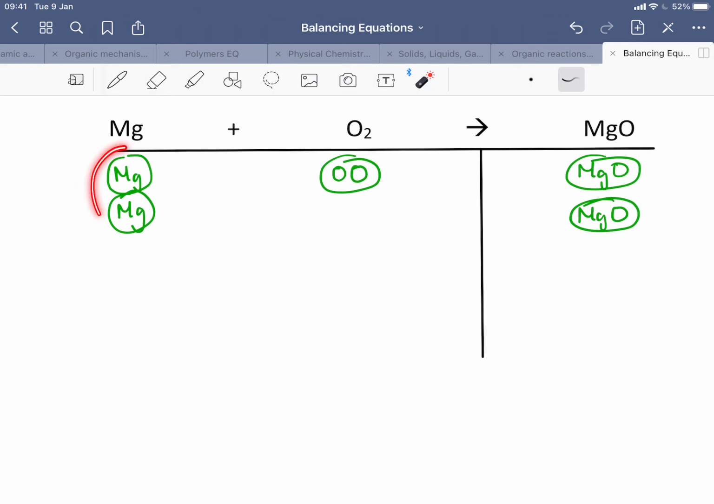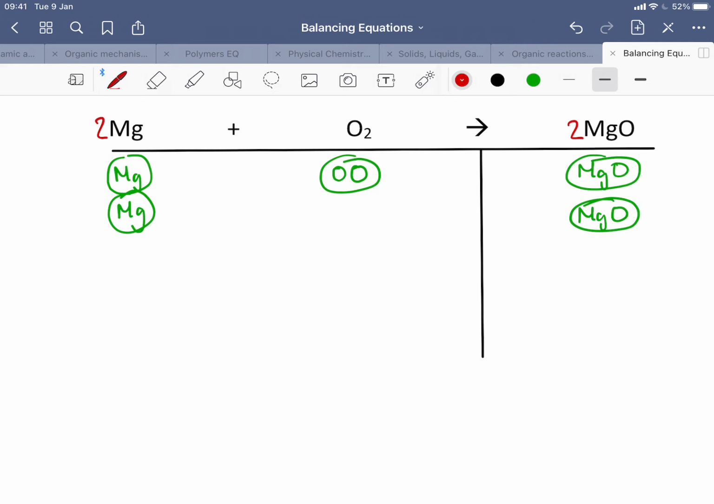I've got 2 magnesium bubbles, so I'm going to write a 2 in front of the Mg. I've got 1 oxygen bubble, so I'm just going to leave it as it is. And I have 2 MgO bubbles, so I'm going to write a 2 in front of my MgO. And then we have our balanced equation. So actually, the balancing of this reaction was exactly the same as the balancing of the previous reaction.